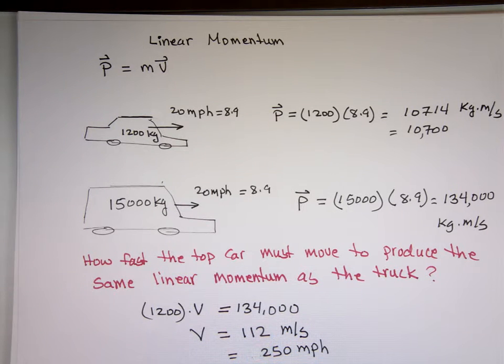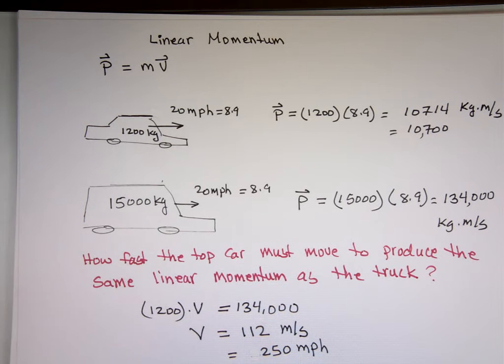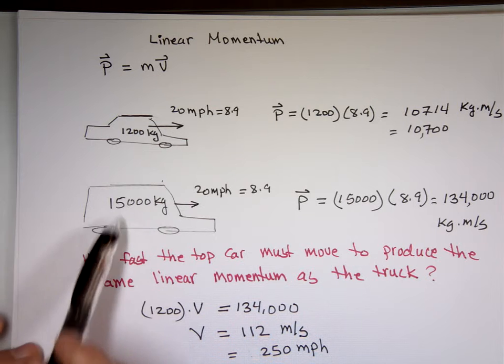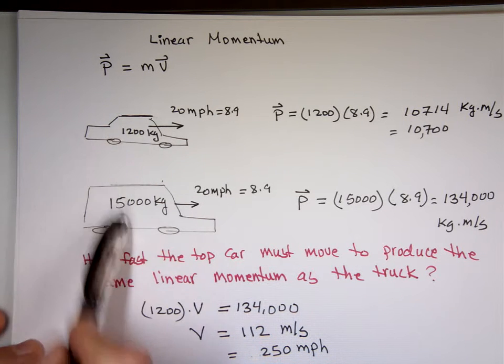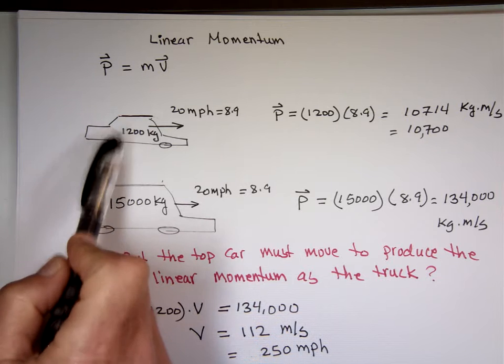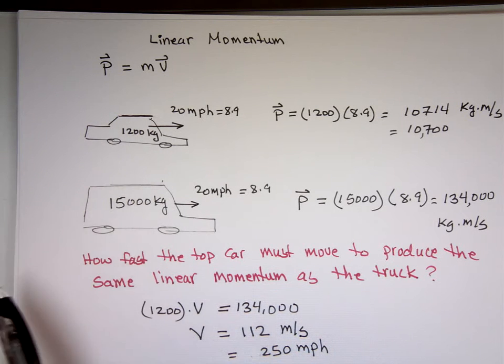So that truck is going 20 miles per hour. The car, to create the same damage, would have to be going 250 miles per hour. To do the same amount. That's crazy. Why? Because the truck is 15,000 kilograms, which is about 12 of these cars, much, much heavier. Of course, if it's much heavier, it's like taking that number and multiplying the speed by 12.